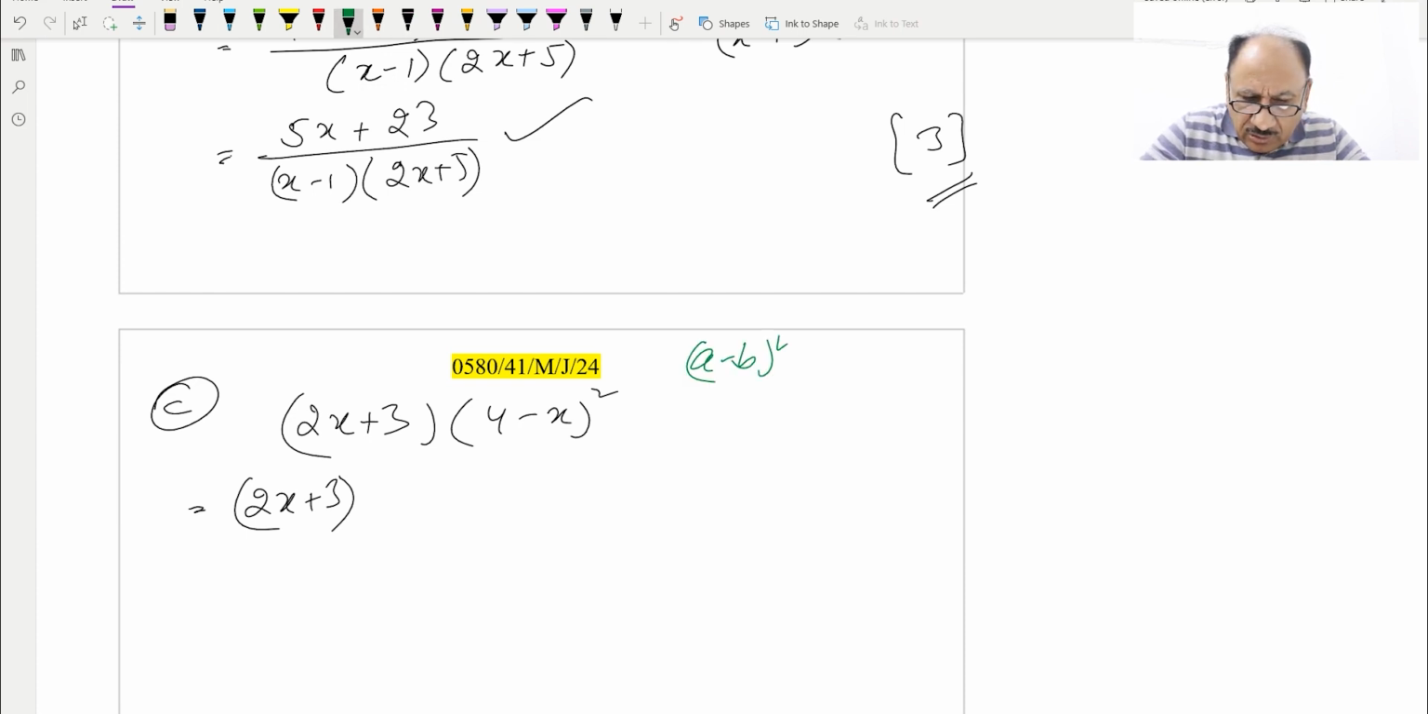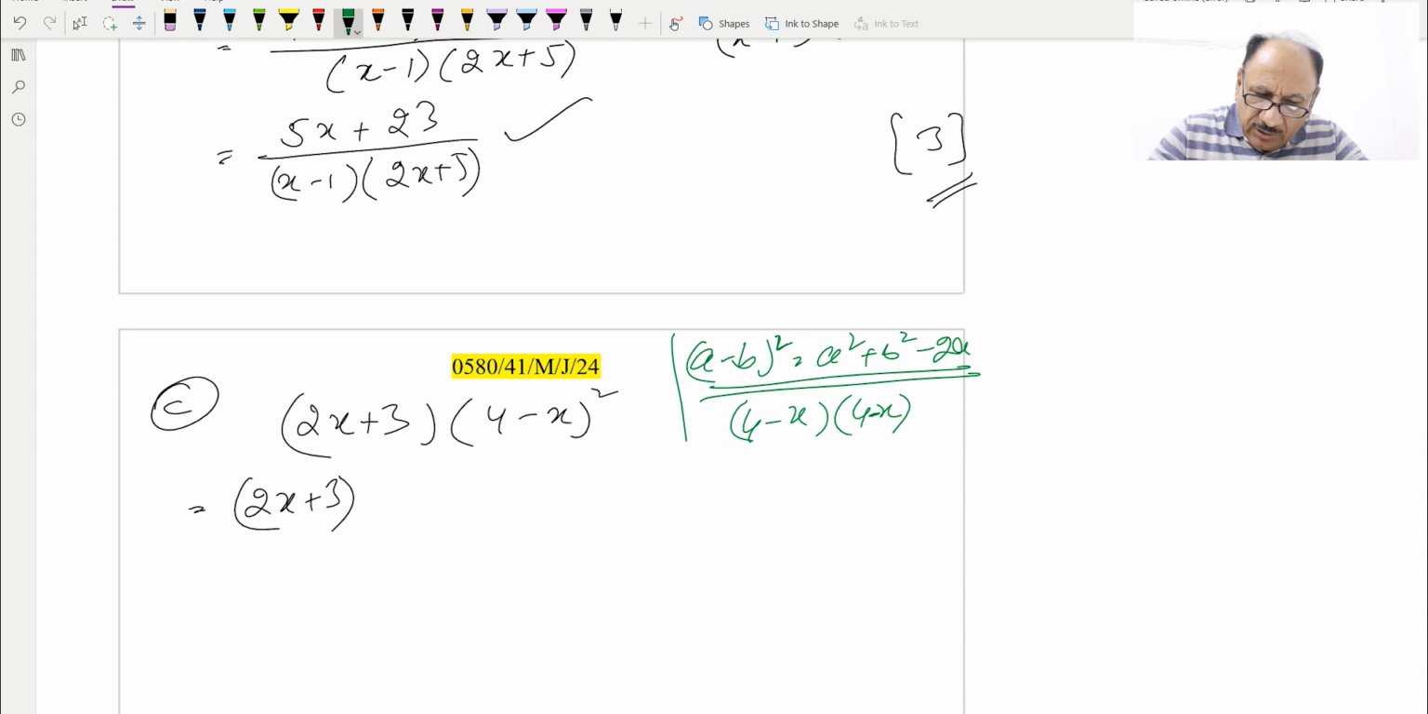(a − b)² is equal to a² + b² − 2ab. This formula you can apply, or you can write this as this one and multiply them. Both methods will be correct. So what I'm doing, I'm applying the formula, so 4² will be 16 plus x², and minus 2 into 4 will be 8x, which I have expanded by the formula.